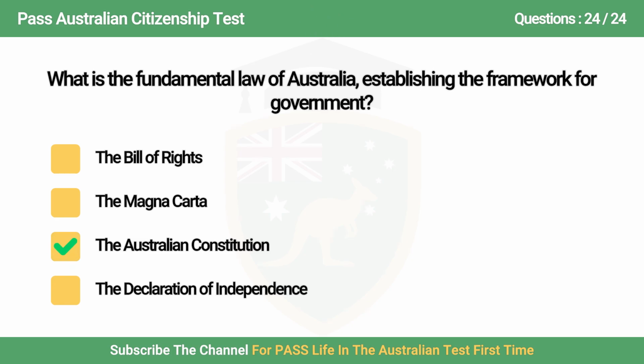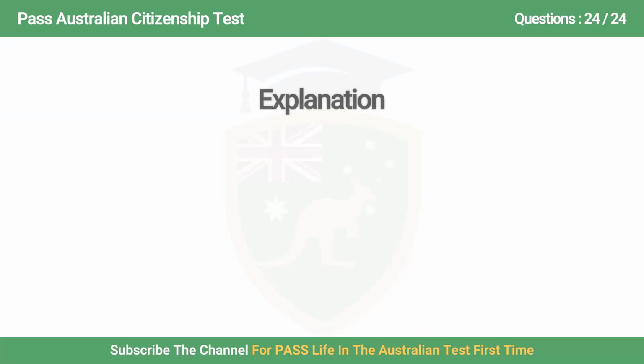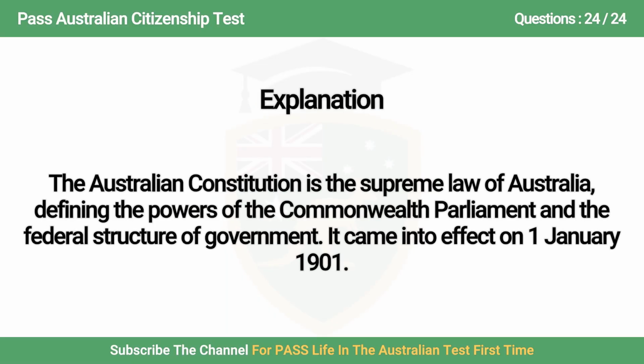Answer is C. The Australian Constitution. The Australian Constitution is the supreme law of Australia, defining the powers of the Commonwealth Parliament and the federal structure of government. It came into effect on 1 January 1901.